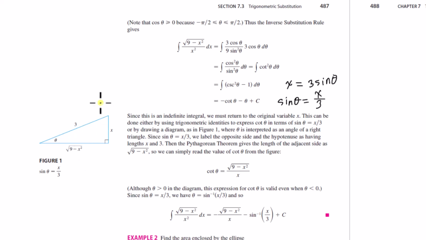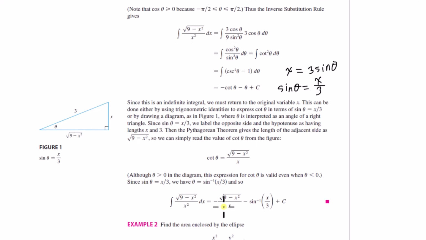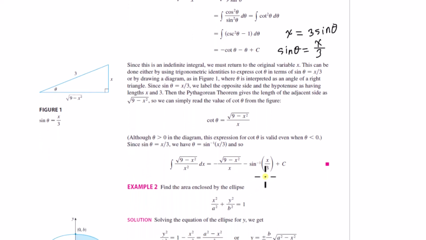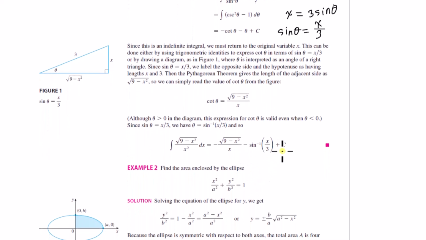And with this triangle, you can take any trigonometric function in the final answer and use this right triangle to replace the trig function. So tangent is opposite over adjacent, so cotangent is going to be adjacent over opposite. Cotangent is the square root of 9 minus x squared over x. That's how you replace cotangent theta. And then here's the cotangent theta, and here you have inverse sine of x divided by 3 plus c.